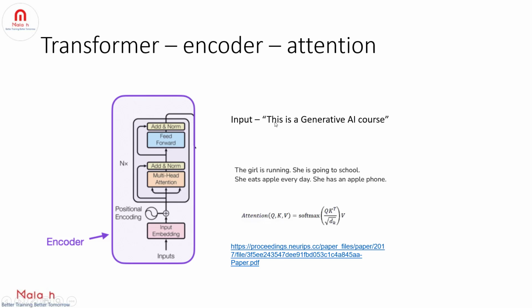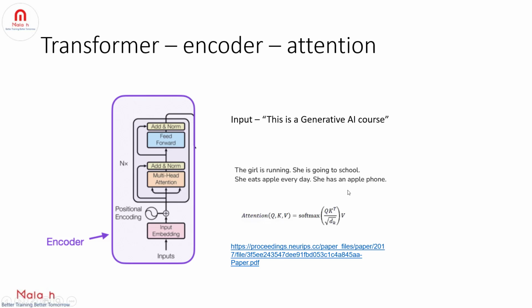How this is related to is, how this is related to a, how this is related to generative, how the word this is related to AI, or how the word this is related to course. So similarly, is is related to this, etc., right? So each word, what is the relationship of each word with respect to each other word, right? For example, instead of "this is a generative AI course," let's assume we took this input sequence as the input to our model, right? The girl is running, she is going to school, she eats apple every day, she has an Apple phone, right?